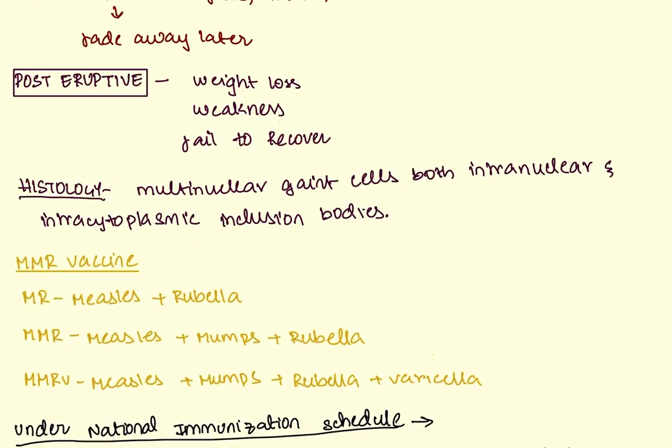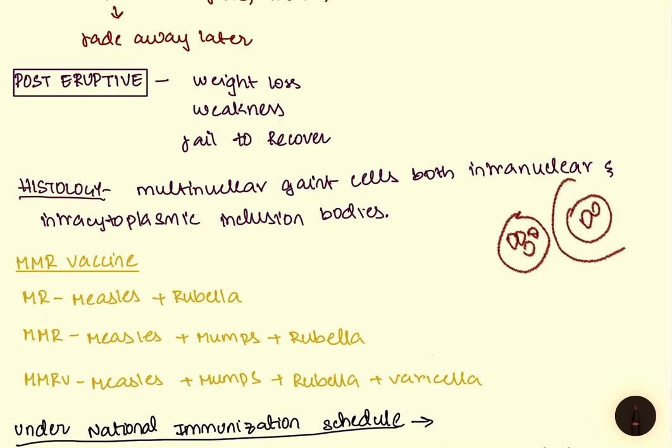Measles is caused by a virus, right? So the virus has inclusion bodies. Multinucleated giant cells, with both intranuclear and intracytoplasmic inclusion bodies, can be seen. Suppose this is a cell, a multinucleated giant cell, which can have inclusion bodies both intranuclear, that means inside the nucleus, and also inside the cytoplasm.